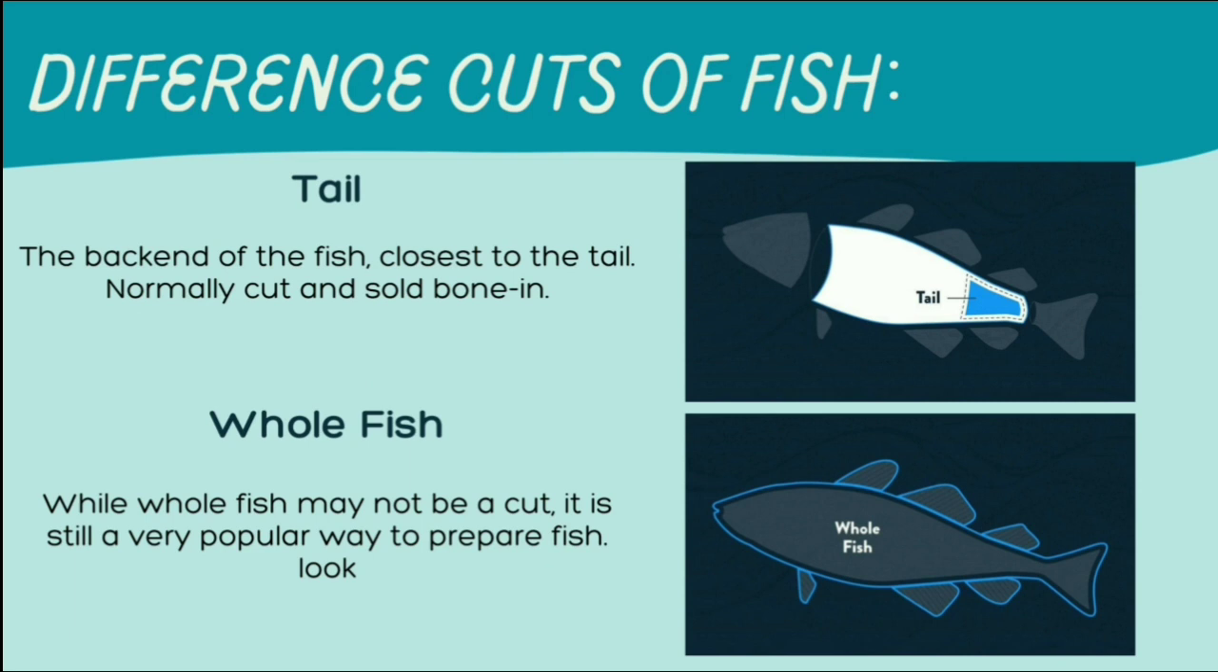Number 5, tail. The back end of the fish closest to the tail, normally cut and sold bone-in, very flavorful and best seasoned and roasted.